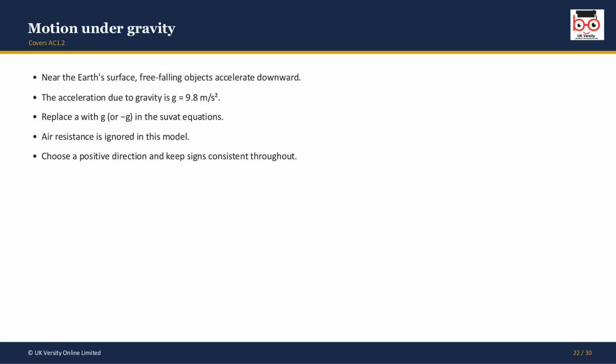A lovely special case is motion under gravity. Near the Earth's surface, any freely falling object accelerates downwards at about 9.8 meters per second squared, which we call g. So all we do is replace the a in our SUVAT equations with g, or with minus g if we've chosen up as positive. We ignore air resistance in this model, and as always choose a positive direction and keep your signs consistent.